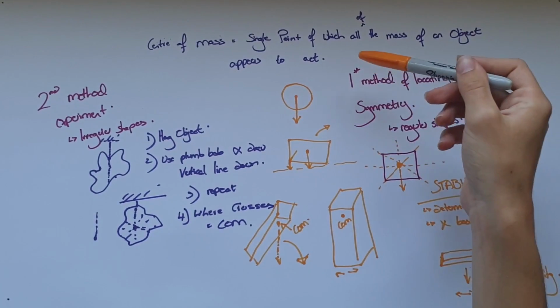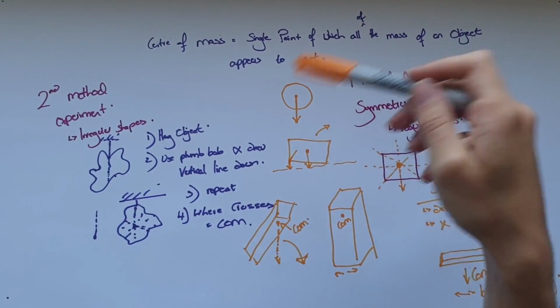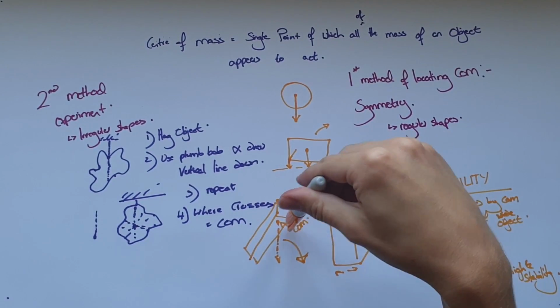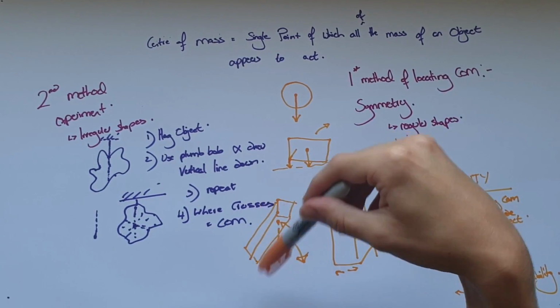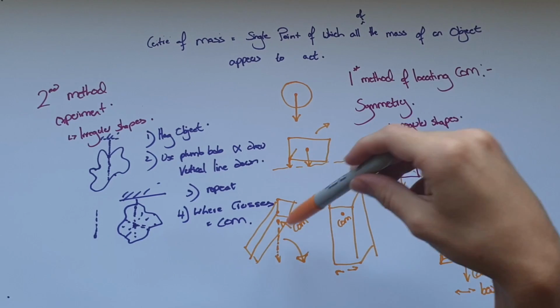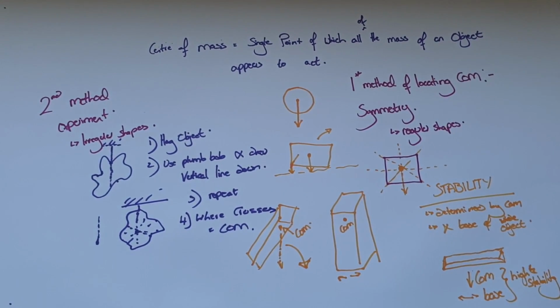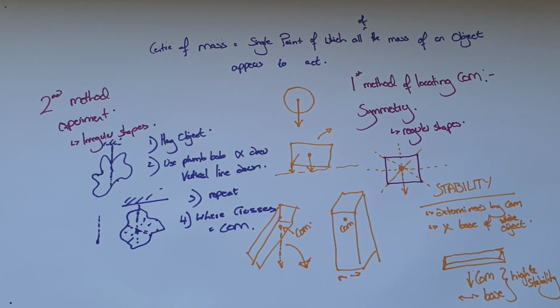It's just remembering the definition, the two ways of finding it, and the stability of objects: if the centre of mass falls outside the base and the object is tilting, the object will topple over. That is literally just it. It's quite simple, but just a bit to remember.